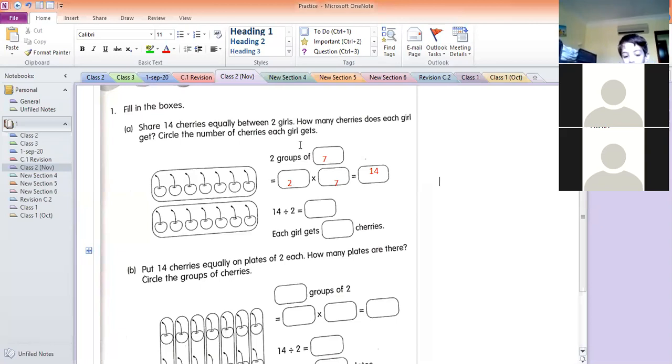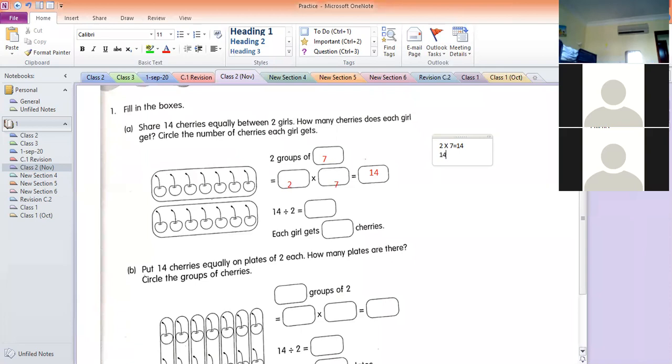So 14 divided by 2 equals 7. Look here. 2 multiplied by 7 equals what, guys? Look here. 2 multiplied by 7 equals 14. Guys, please answer. 2 multiplied by 7 equals what? 2 multiplied by 7 equals 14, right?